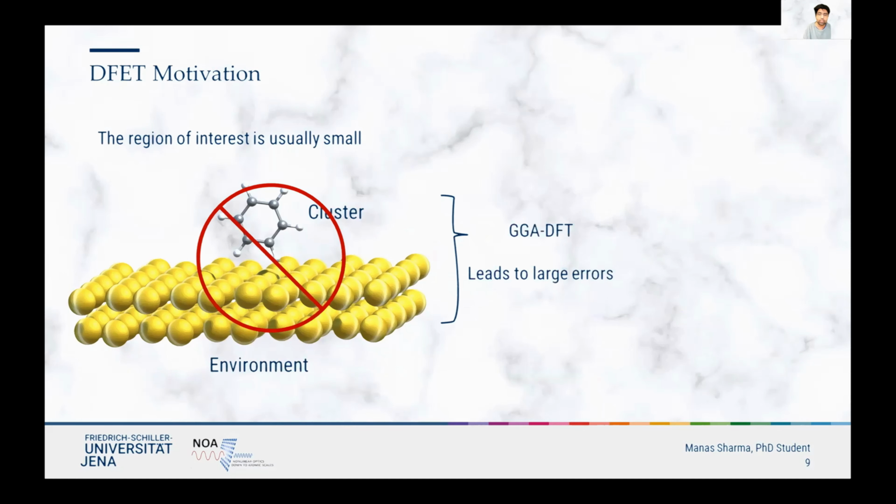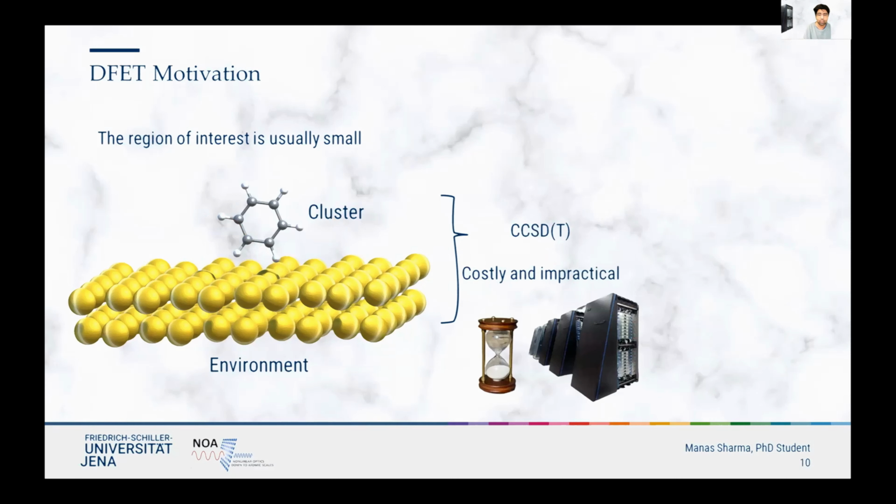If you decide to treat the entire system using LDA or GGA-DFT, then you usually get large errors in local properties such as the adsorption energies of the cluster or maybe the excitation energies of the cluster. However, it is not only not necessary, but also computationally prohibitive to treat the entire system using something like CCSD(T). In fact, I think there's only one code, that is PySCF, that allows one to do periodic CCSD. Otherwise, you cannot even do it, I think, with other codes. And that is also extremely computationally expensive.